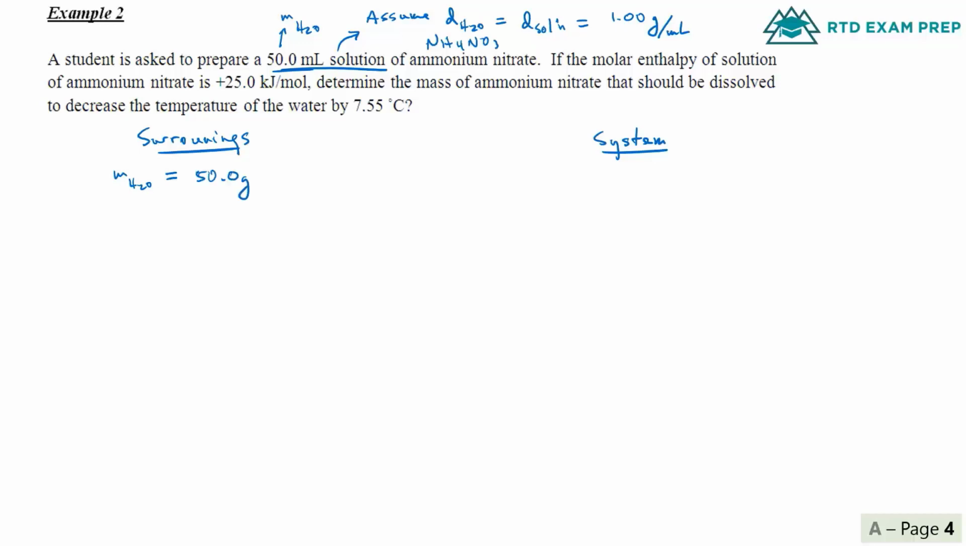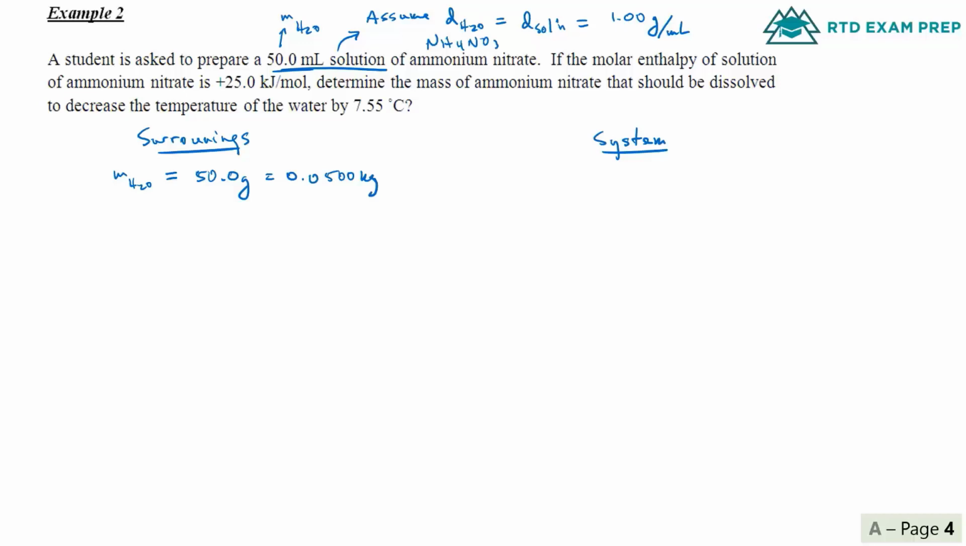If you recall what I said from the previous slide, ideally you want your mass of water surroundings to be in kilograms. So I'm simply going to take that 50 and divide it by 1,000, and what I get is 0.0500 kilograms of water. Okay, let's read on. So there we go. Our first data value goes under the surroundings heading.